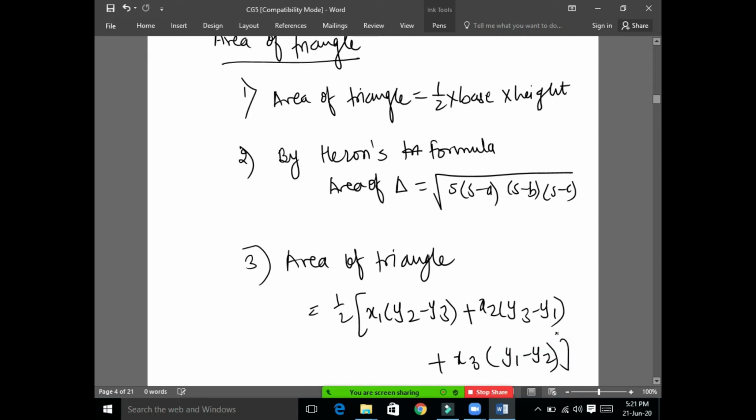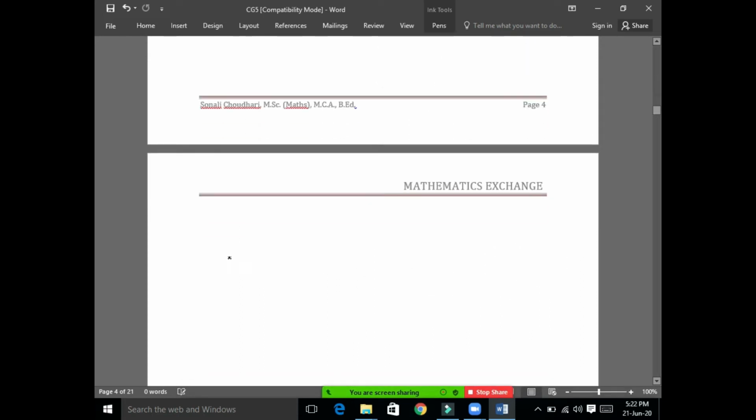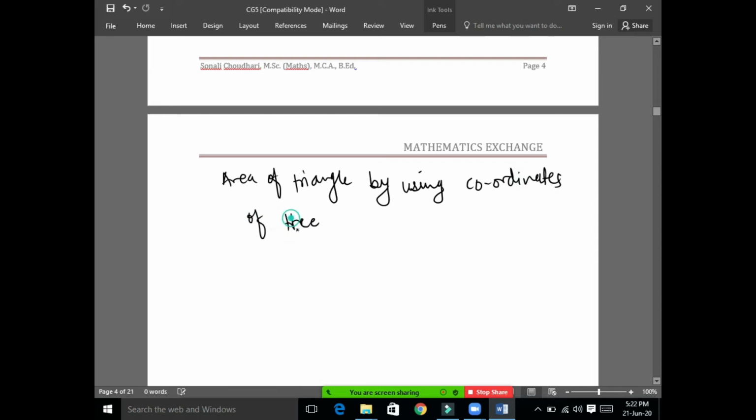So this is the formula that is useful whenever we know the coordinates of the three vertices of a triangle. So this again is the third formula that is useful for finding the area of a triangle. So we see the derivation of this formula. Area of triangle, derivation for area of triangle by using coordinates of three vertices. We see here how this formula can be derived.